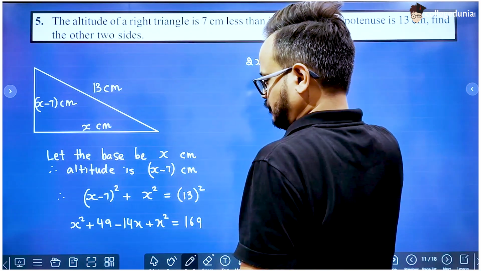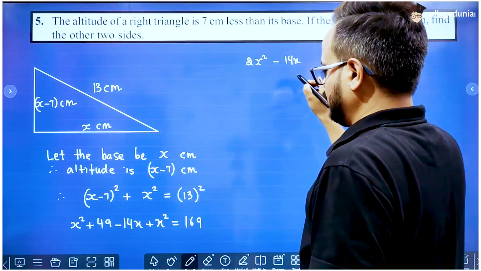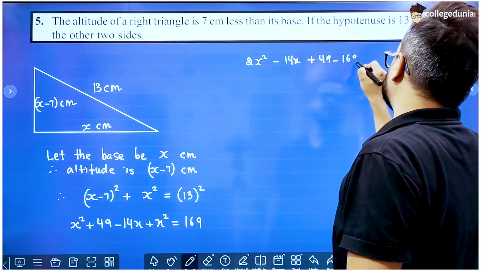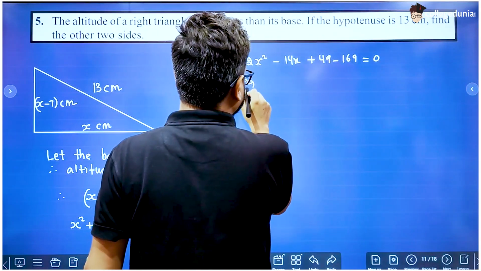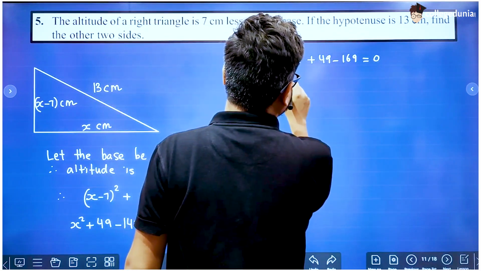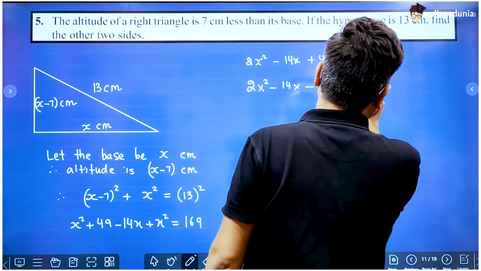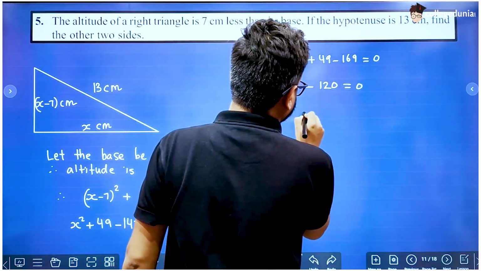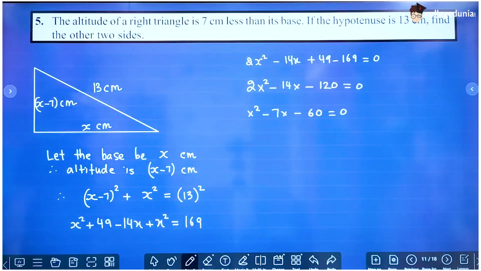2x square minus 14x plus 49 minus 169 equal to 0. So x square... So the equation is x square minus 7x minus 60 equal to 0.